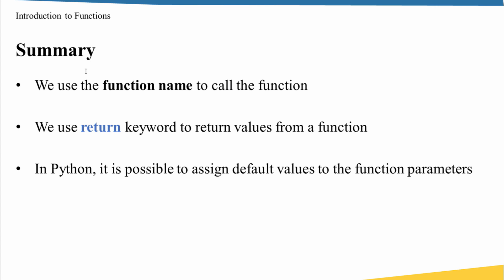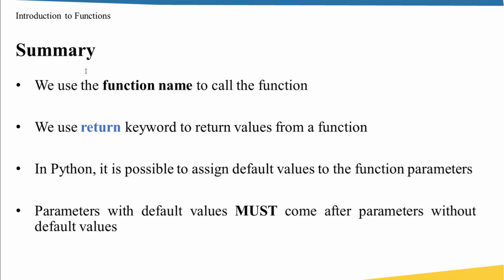Also, in Python, we saw that it's possible to assign default values to function parameters, and it's very important to know that parameters with default values must come after parameters without default values in the function definition. So if you want to define a function with two parameters, where the first one doesn't take any default value and the second one takes a default value, you have to put the first parameter on the left and the second parameter on the right, and that's all.